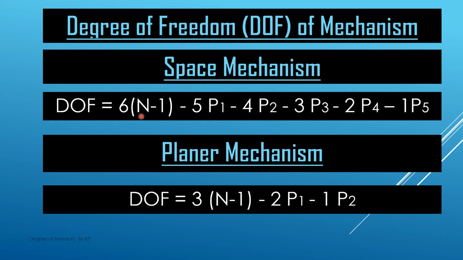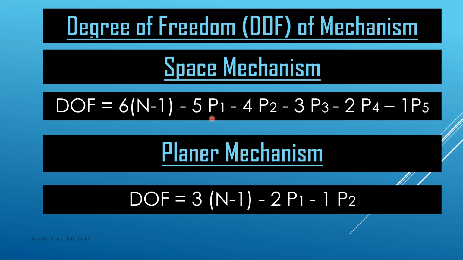and each link having 6 degrees of freedom. So the total degree of freedom of this space mechanism is 6(n minus 1). Here all the other terms are called the restrictions in the different directions. So here P1, P2, P3, P4 and P5, we are counting the number of pairs of P1 kind, P2 kind, P3 kind, P4 and P5 kind, and we put the values here, and this way we can find out the degree of freedom for a space mechanism.